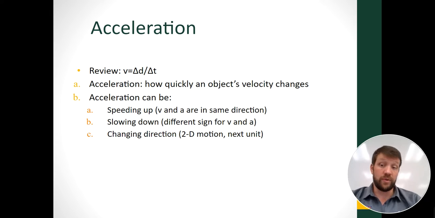Acceleration. Well, quick review there to start us off. Velocity is that change in distance, or delta x, and I'm kind of purposely putting both in here a little bit, and I realize that speed and velocity are a lot of times interchanged. It's going to be the change in position over the change in time. So acceleration is how quickly an object's velocity changes. Acceleration can be speeding up, where V and A are in the same direction, slowing down, where there's a different sign for V and A, and changing direction. So we could be moving around in a different direction and thus have an acceleration because of that. Now that's something that we'll get to in a different unit, okay? But that'll come up more later as well.